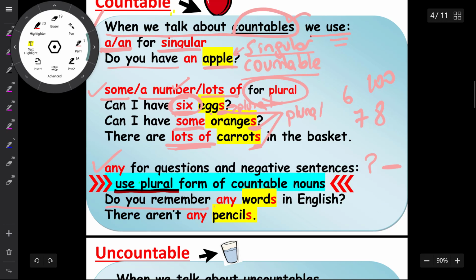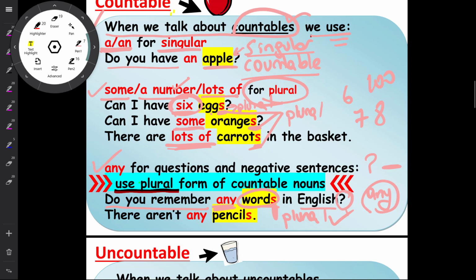Do you remember any words in English? Let's look. This is question. So we can use any, but it should be plural. Let's look at the word plural. Yes, we can use any. Do you remember any words in English? We can use. And here is the negative sentence. We can use any. There is no other option. But if you want to use any in the negative sentence, you should use countable nouns with the plural form. There aren't any pencils.